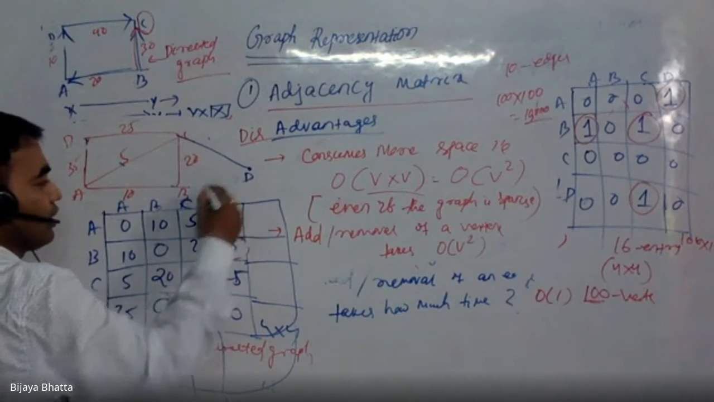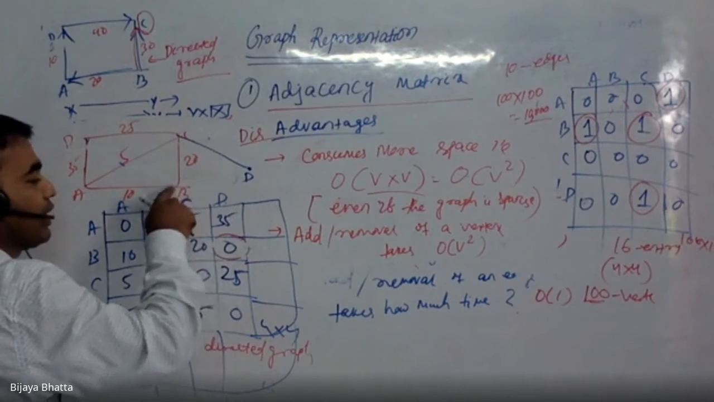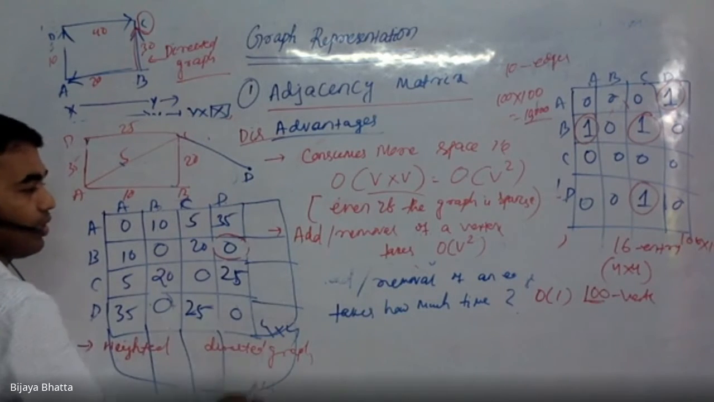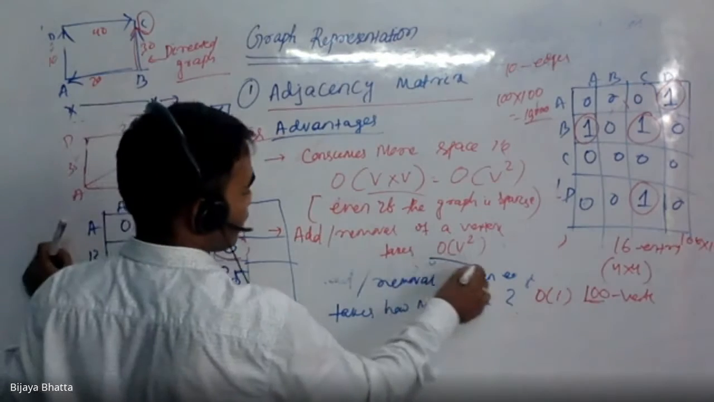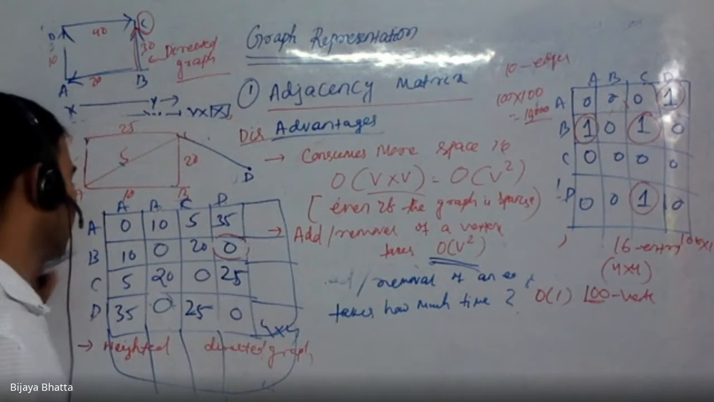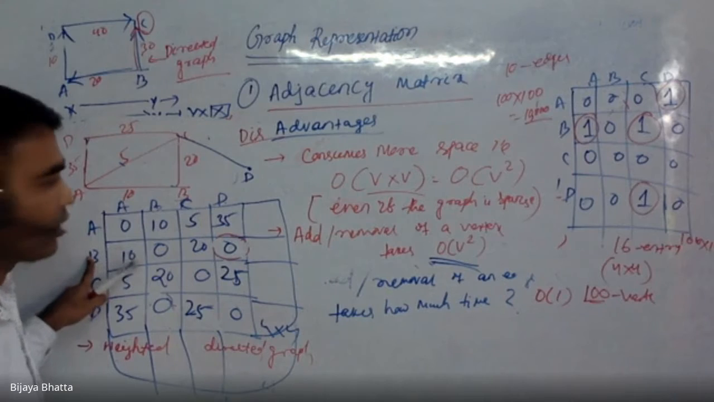Suppose D. D to A, D to B, is there any edge? So you need to fill this V vertex, this V vertex. So that's why it is going to take order of V square. That means all the vertices you need to check, right? So if there exists an edge, you need to update it, right?